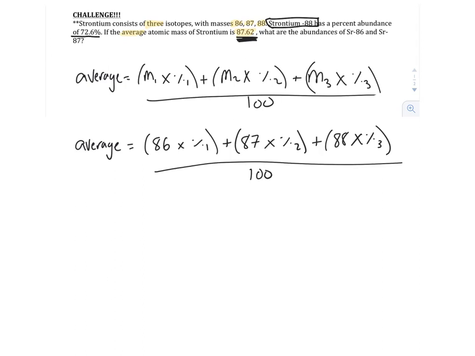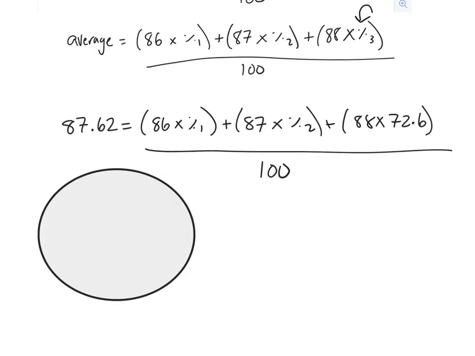So here, isotope 88, I know this percentage. So I can go ahead and plug that in. All right, so I plugged in all the information that I know. Now there's 2 things here that I'm not sure about. They are percentage 1 and percentage 2.